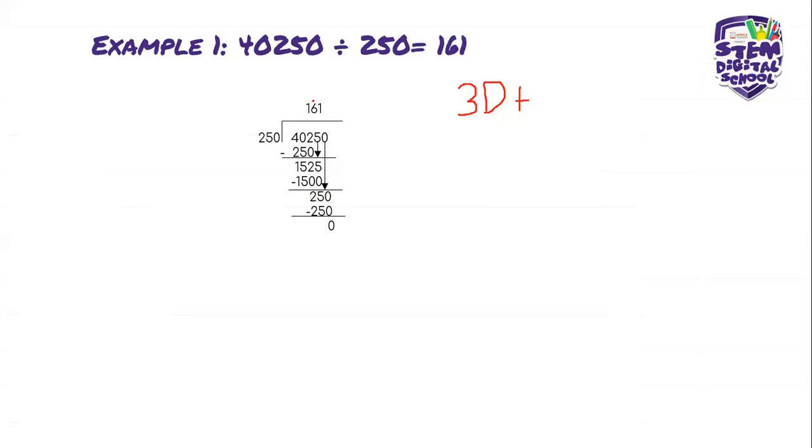250 into 250 goes once. 1 times 250 is 250. 250 minus 250 is 0. So that's my final answer, 161.